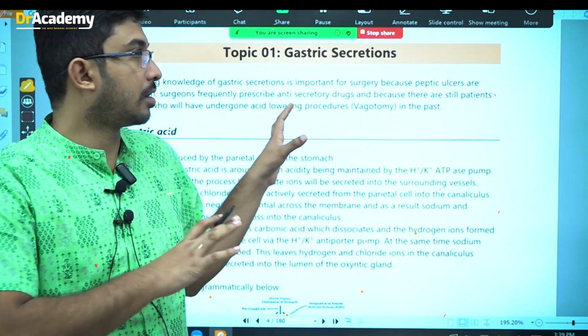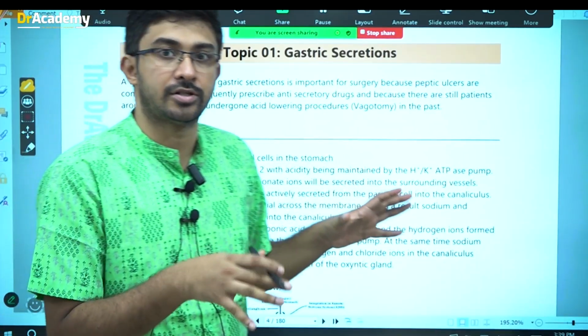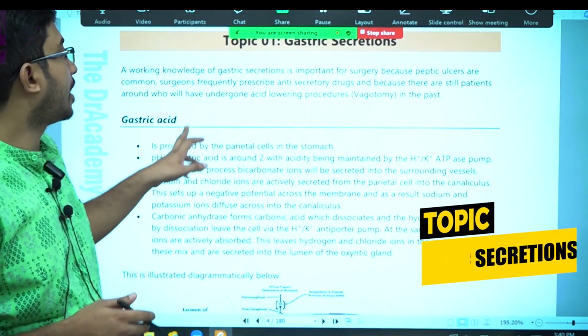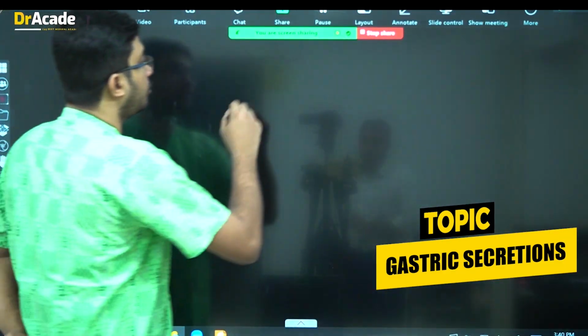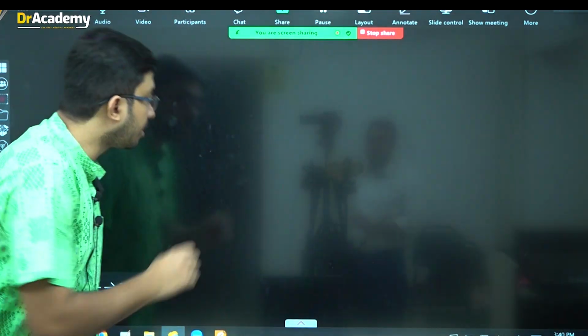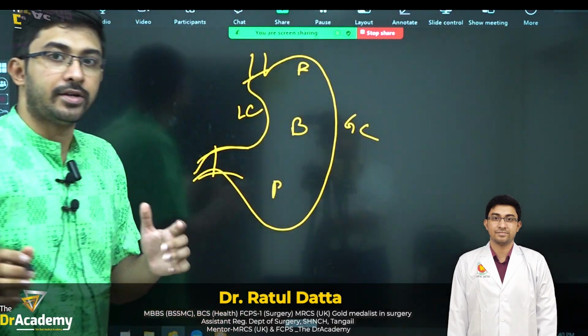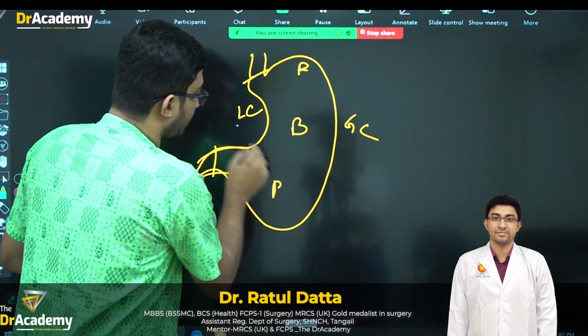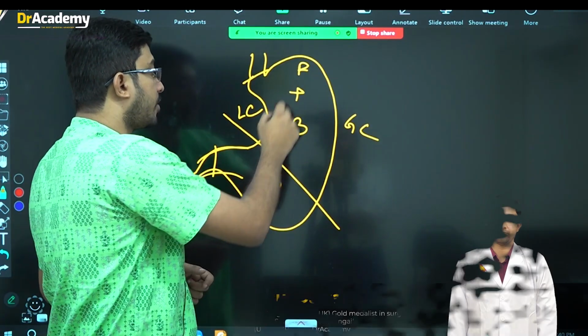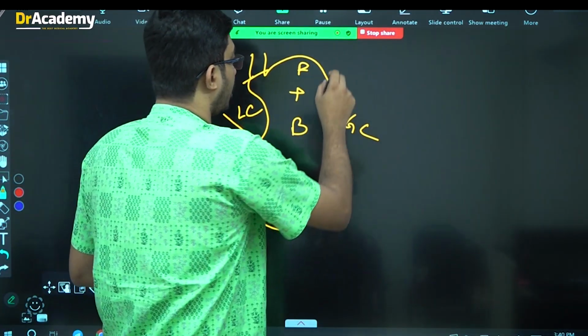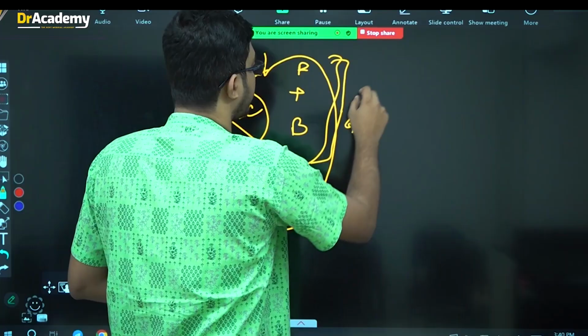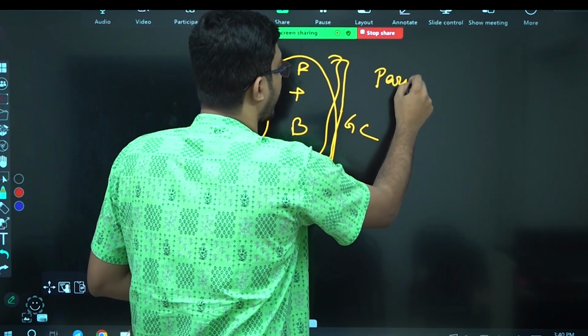Most of the questions are coming from these sort of topics. So first, about the gastric secretion. Now we all know that gastric secretion, if you think this is the stomach, functionally we can divide the stomach into two parts. One is fundus plus body. This fundus plus body produces a large number of glands that contain parietal cells.